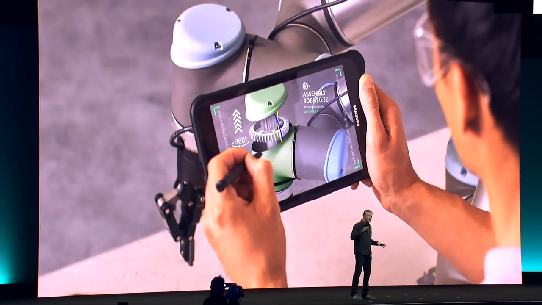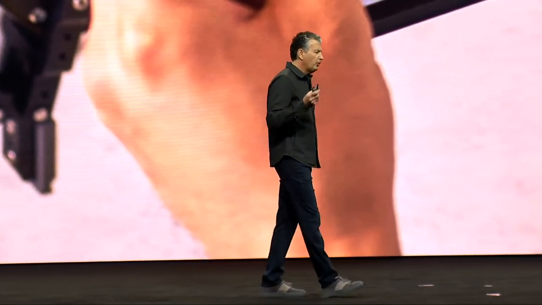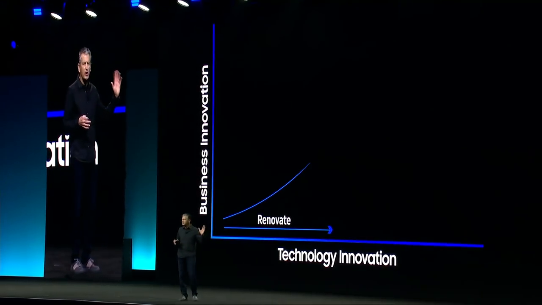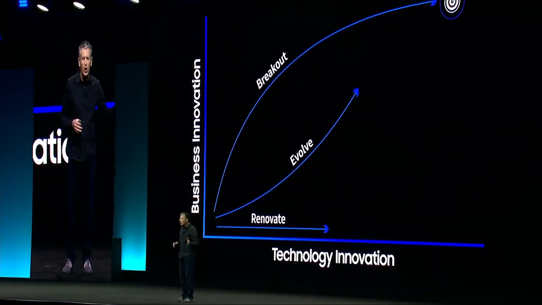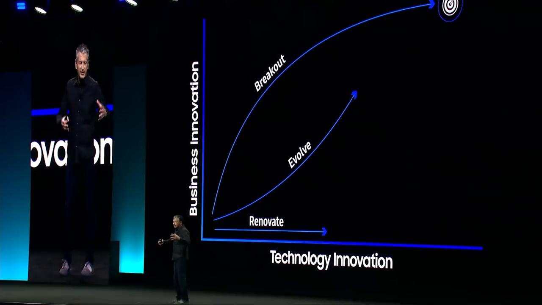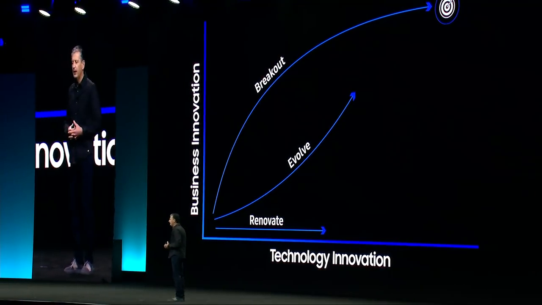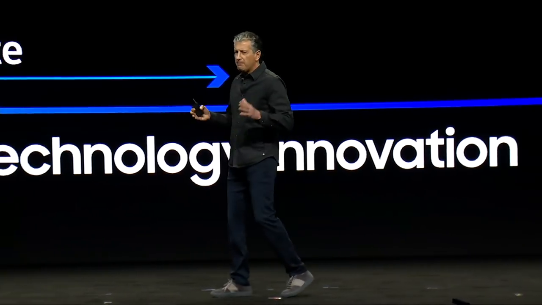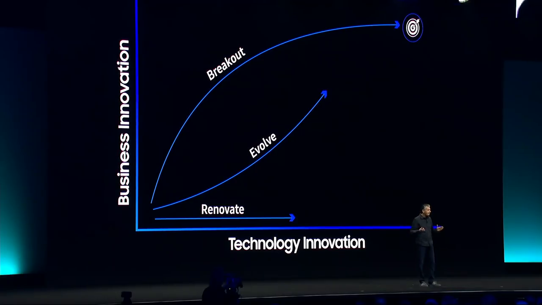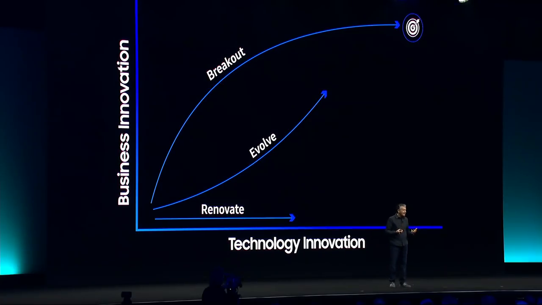So let me put all of this together. Devices, networks, and a whole new range of applications which are now emerging into the B2B space. When you put them all together, something interesting happens, and we see this working with our partners. We notice that companies are not just renovating. They're not going from version 1.0 to version 2.0 or 3.0. In fact, companies are not even evolving. They're not taking an old business model and going to a new one. Companies are breaking out. They're combining technology innovation in addition to business model innovation, and they're creating new lines of business inside the companies. And they're creating shareholder value and new growth areas.